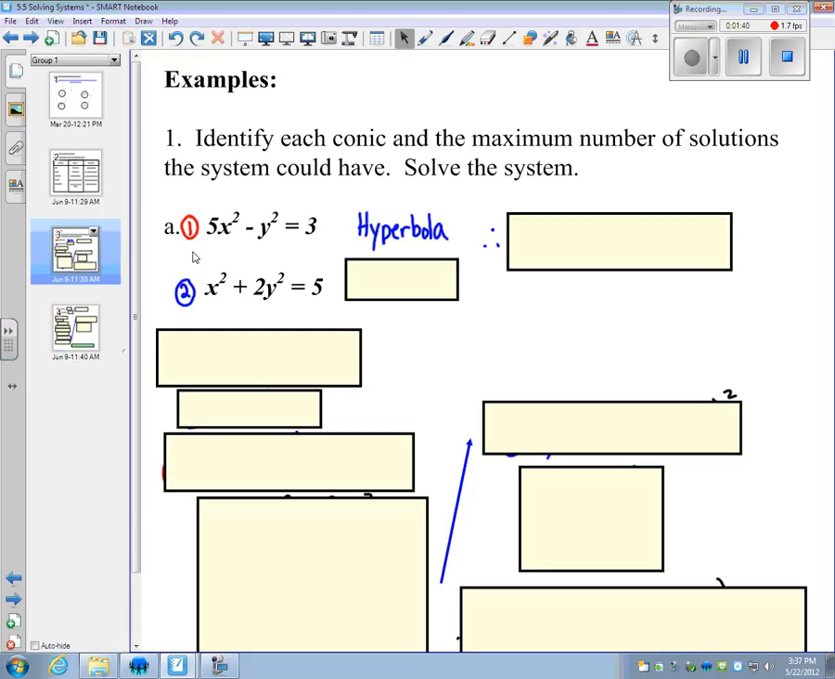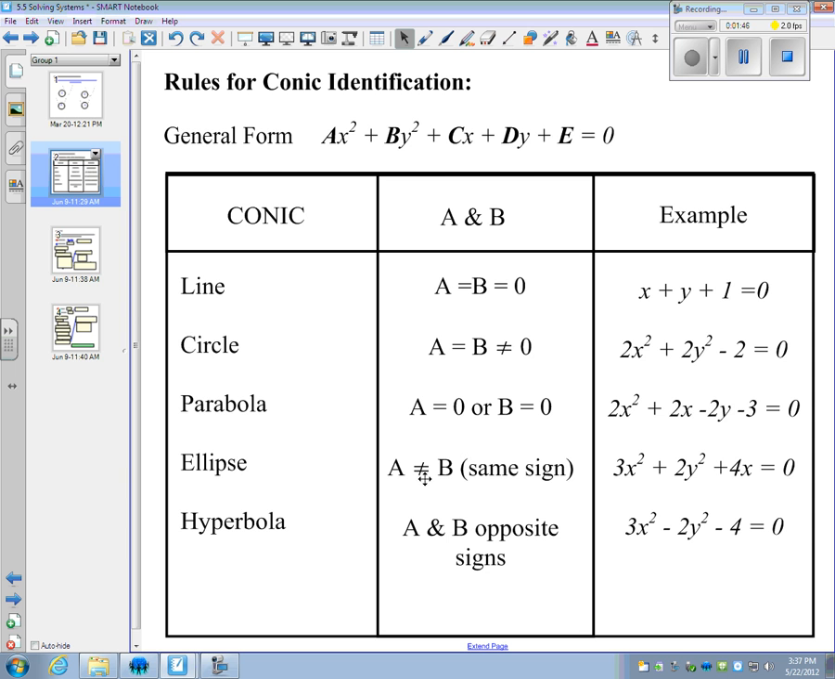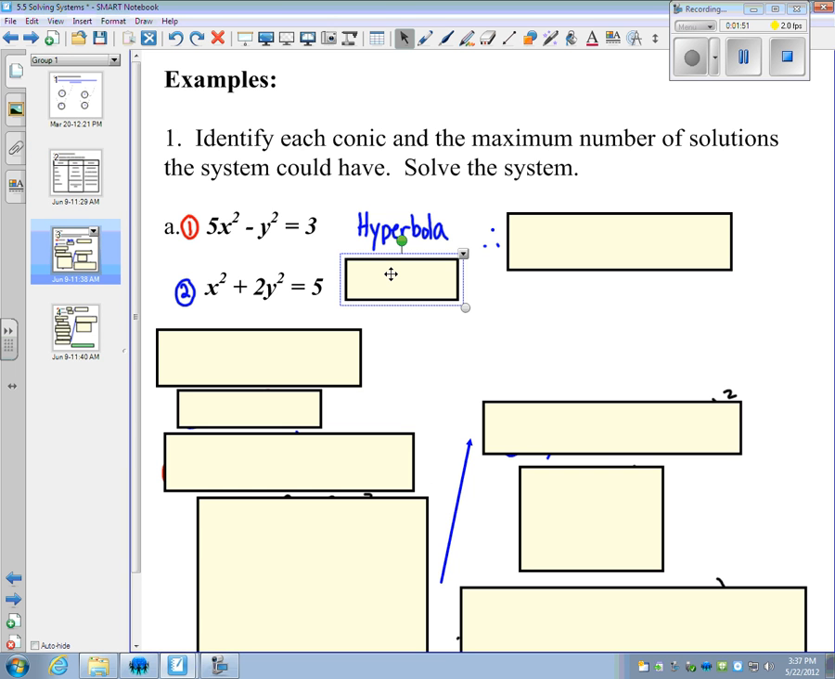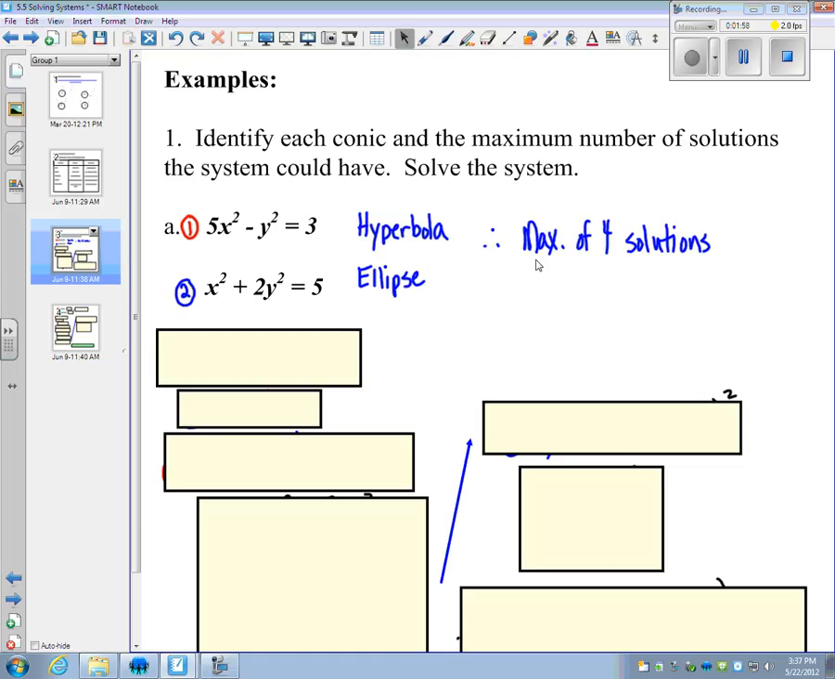Okay, x squared plus 2y squared. So A is 1, B is 2. So looking back at our chart, this must be an ellipse. So for a hyperbola and an ellipse, you have to think about how many different ways those can intersect. They could have a maximum of 4 solutions. At most they could intersect 4 times. So we could have 4 solutions, or we could have fewer than that.